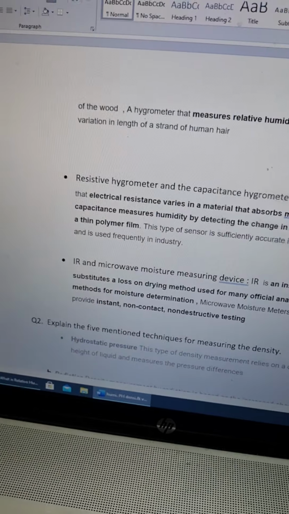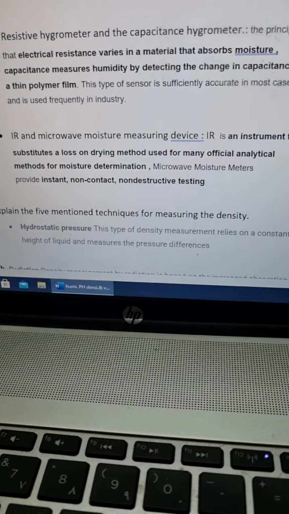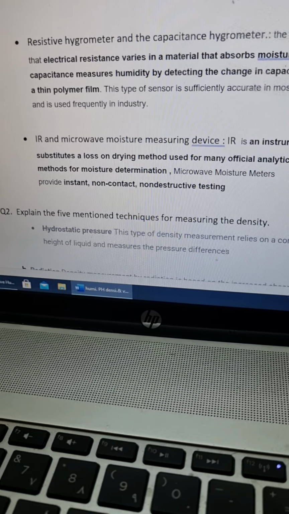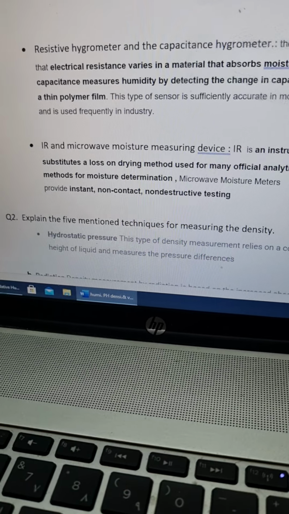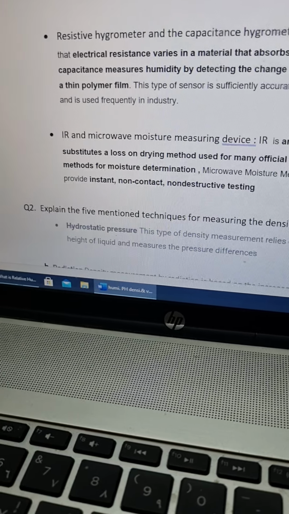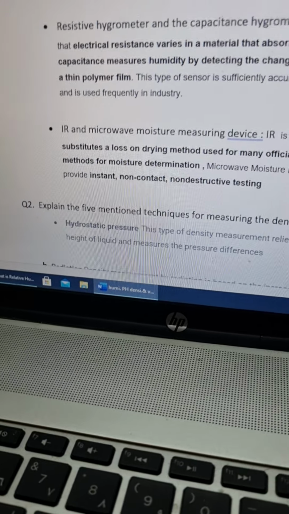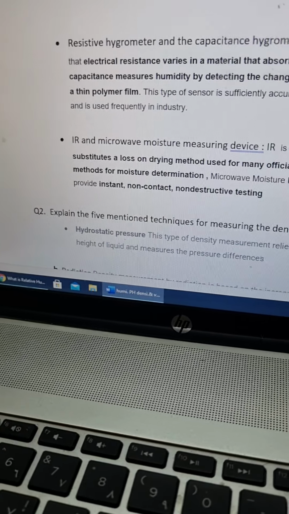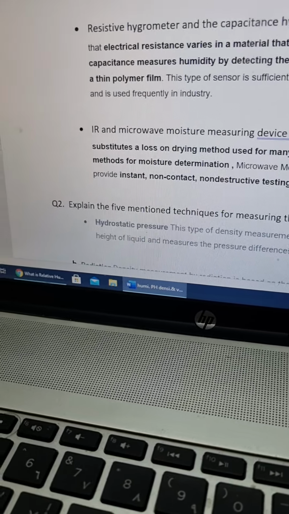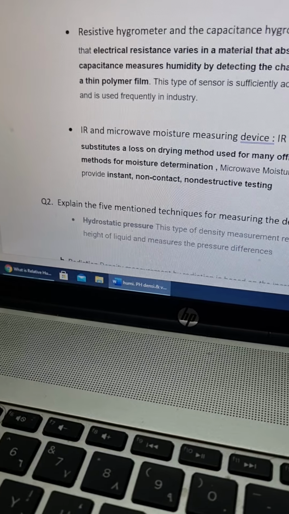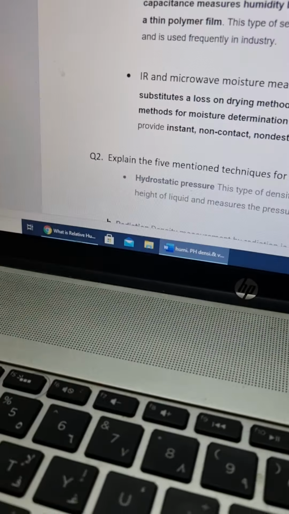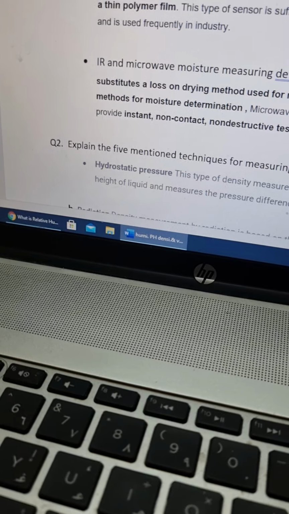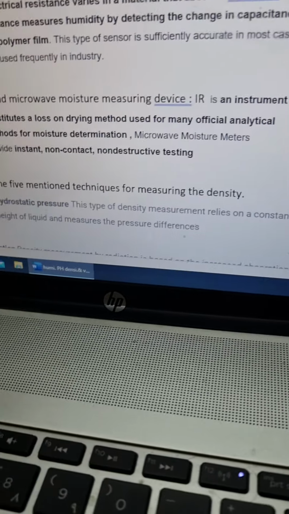Okay, we have resistance hygrometer and capacitance hygrometer. The principle of electroresistance is that resistance varies in materials that absorb moisture, and the capacitance type measures humidity by detecting the change in capacitance of a polymer film. This type of sensor is sufficiently accurate in most cases. Okay.